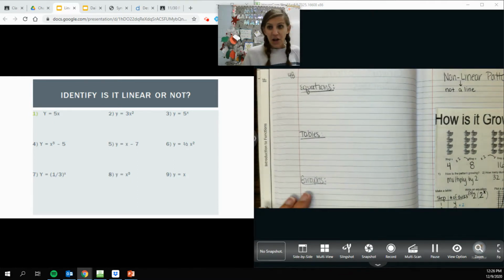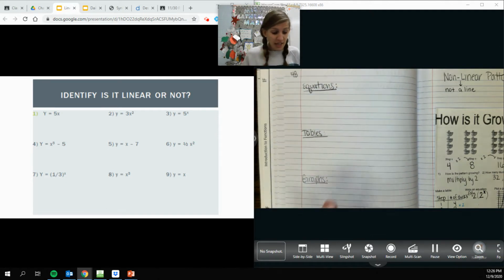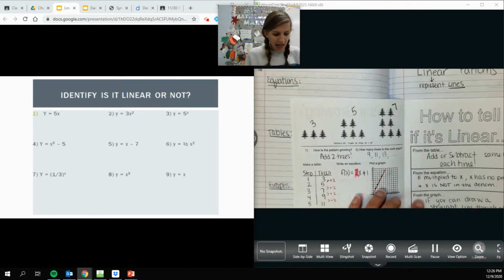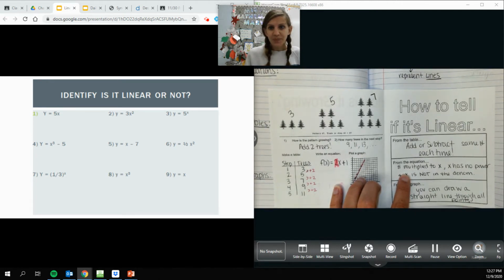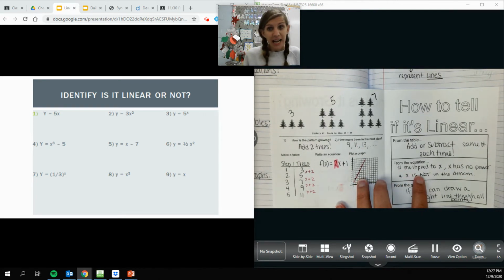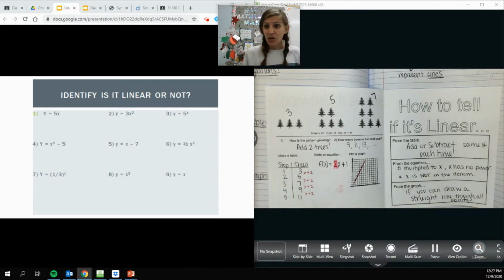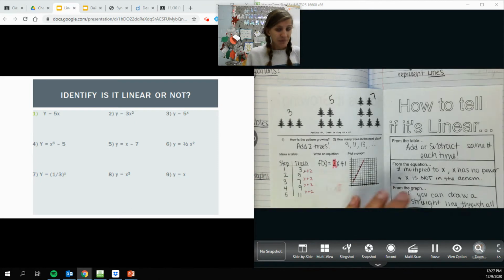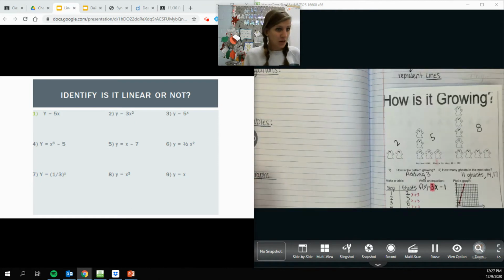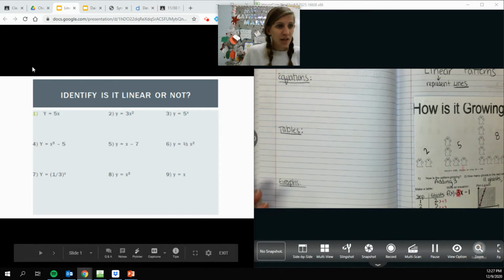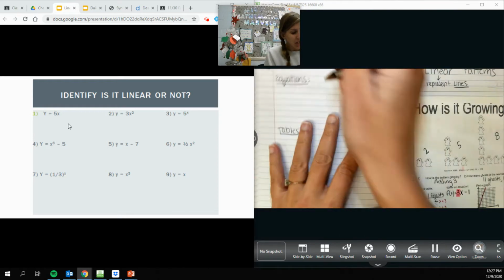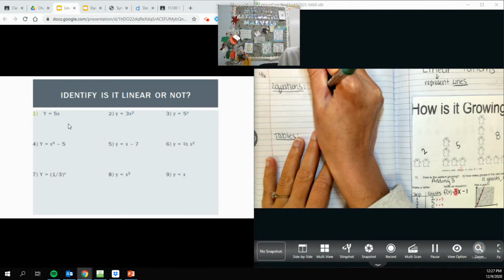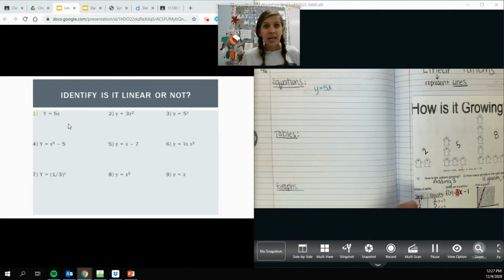That's fine. Okay, so first of all, equations. Now we did talk about this. I can tell that an equation is linear if the number is being multiplied to x and x has no power, like no little exponent, and x is not in the denominator. If that's not the case, then it's not linear. So if we take a look at number 1 over here, y equals 5x, that would be a really good example of linear because the x is being multiplied to a number, there's no exponent, it's not in the denominator.